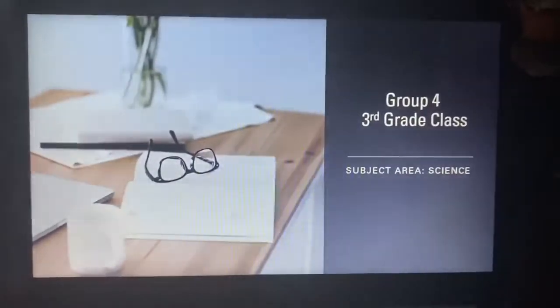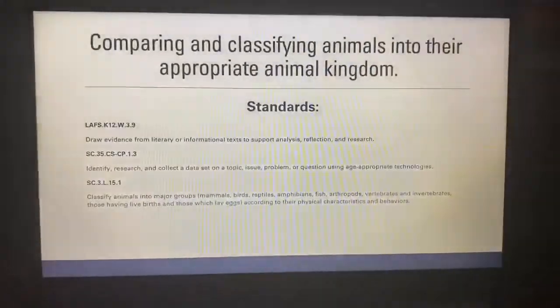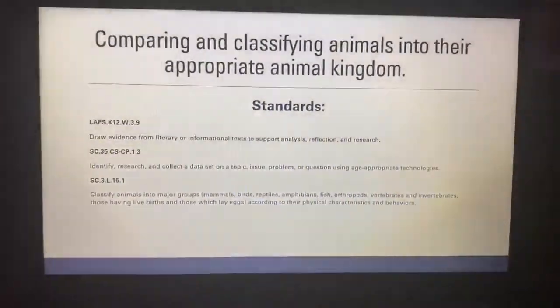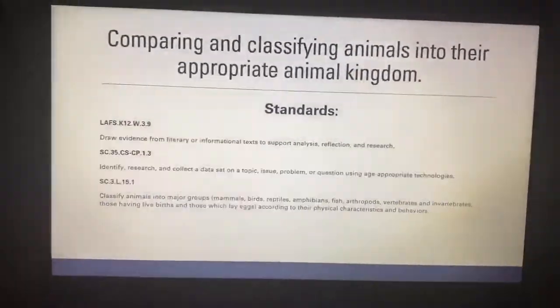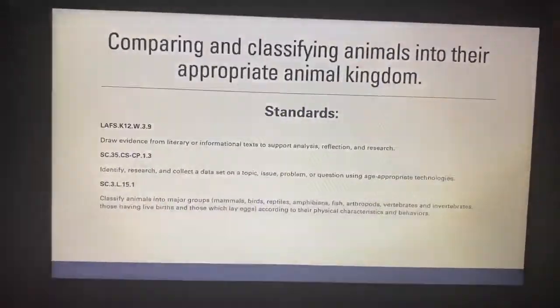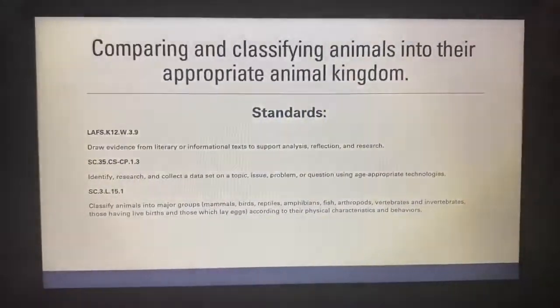Okay. Well, that's why we're going to look at the overhead screen so we can go over some important facts, so you'll know the difference between a vertebrate and an invertebrate. Let's begin. We all know that anytime we do a lesson, there's a title to our lesson, and with that title, we have standards.